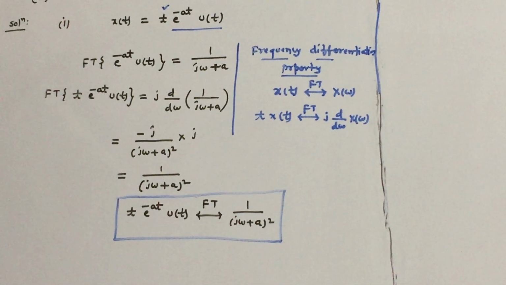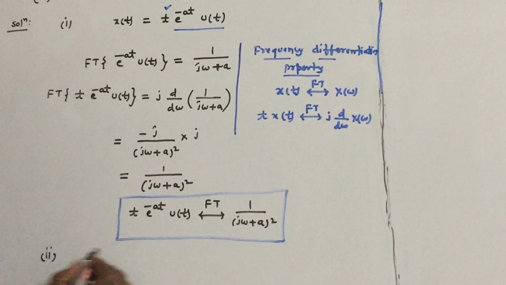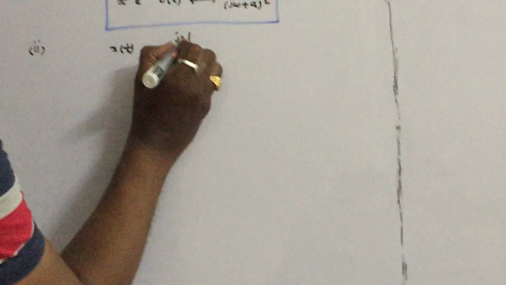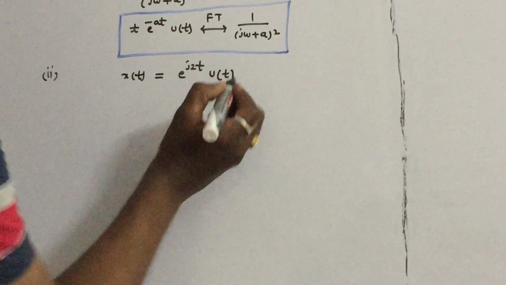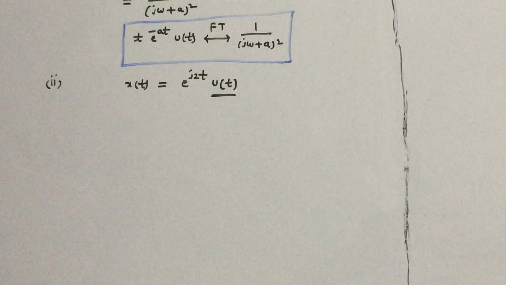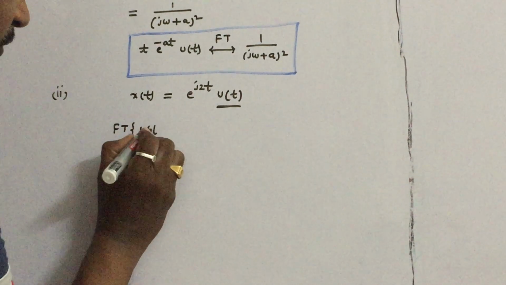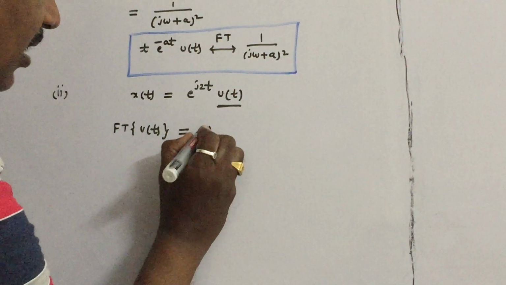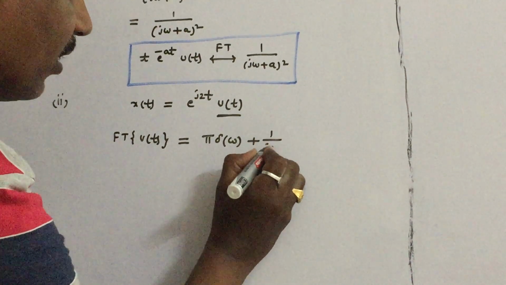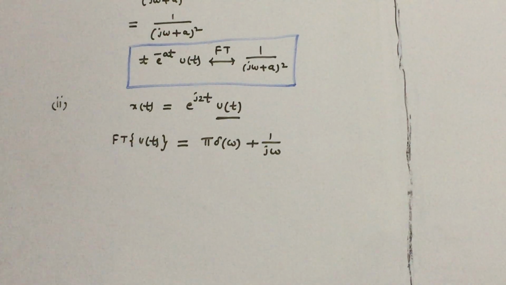Now let us see the second problem. What is given: x of t is equal to e power j 2t into u of t. So first find the Fourier transform of u of t, which we have discussed in the Fourier transform of standard signals. What is the answer? Pi into delta of omega plus 1 by j omega. This is the Fourier transform of the unit step signal, which is the standard signal.